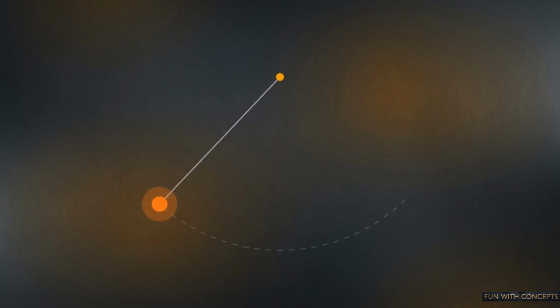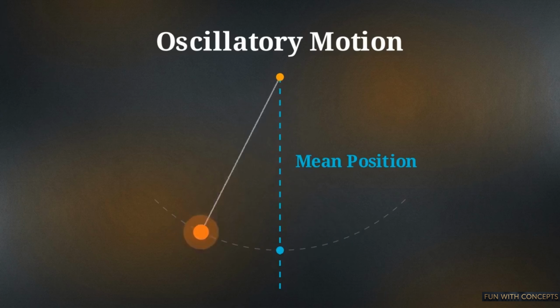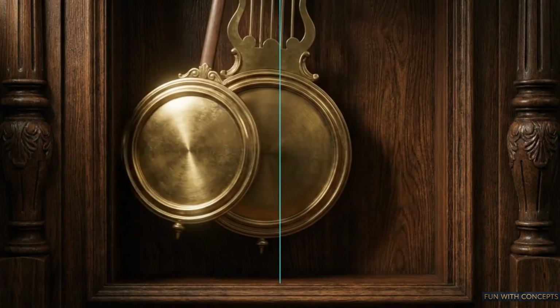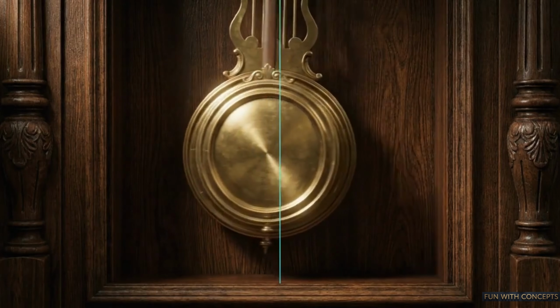Sometimes a path is repetitive but doesn't make a full circle. Oscillatory motion is a back-and-forth fluctuation across a center resting spot, known as the mean position. A swinging pendulum continually crosses that mean position over and over without ever moving permanently out of its location.